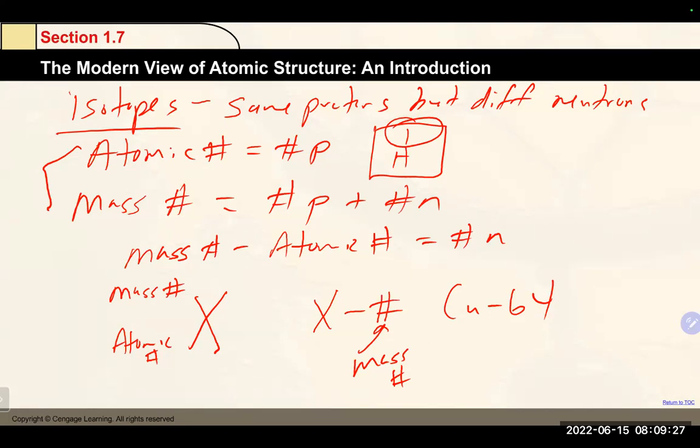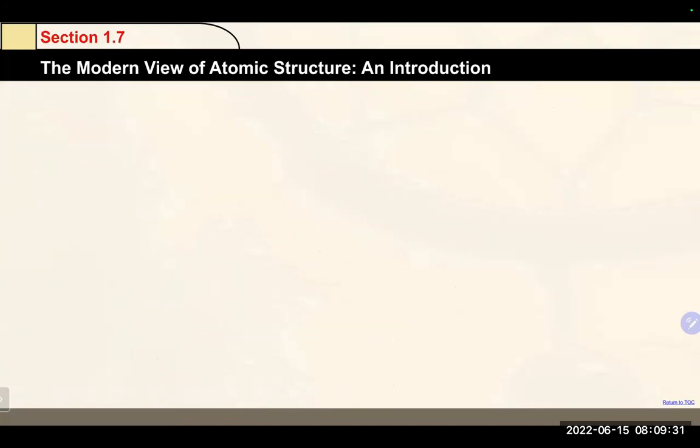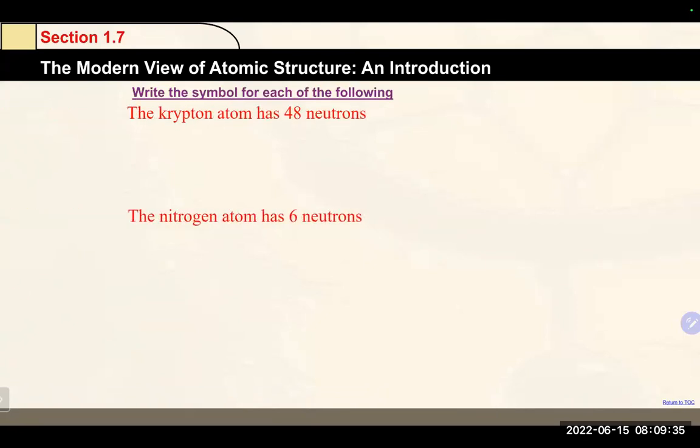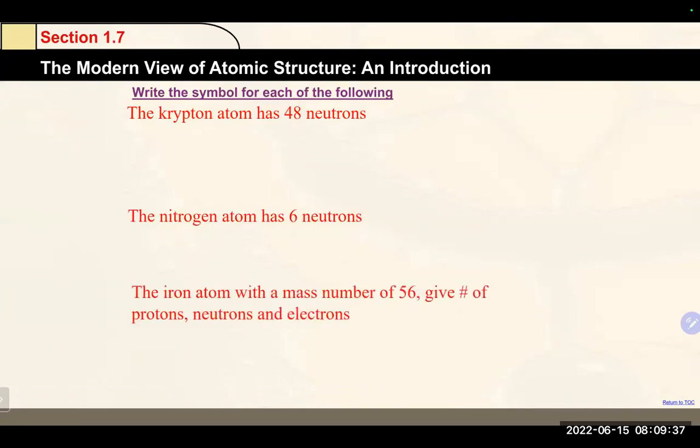Any questions on any of that stuff we talked about last time? Okay. So I think we finished up an example last time. So why don't we try these examples here? Write the symbol that includes the mass number and atomic number for each of these. We got krypton with 48 neutrons, nitrogen with 6, and iron has a mass number of 56. How many protons, electrons, and neutrons? So take a couple minutes, see what you come up with. Let's take a look, see how you're doing.